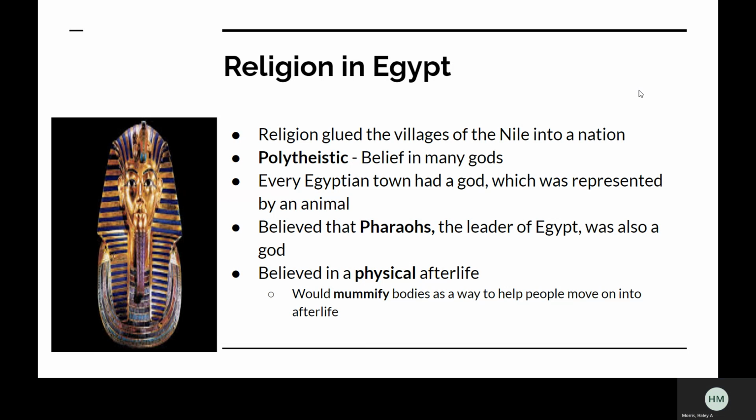And so they thought that the pharaohs were like gods on earth. And they believed in a physical afterlife. So they would mummify bodies as a way to help people move on into the afterlife. So they believed that there was a physical afterlife, and so they would try to preserve their bodies so that they stayed that way into their afterlife. And they would also take things with them into the afterlife since it was a physical afterlife.